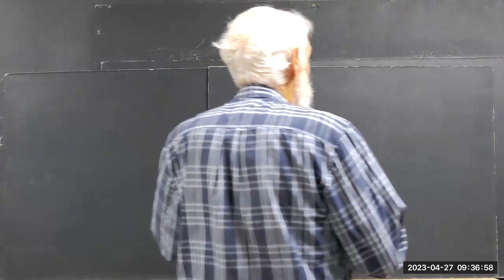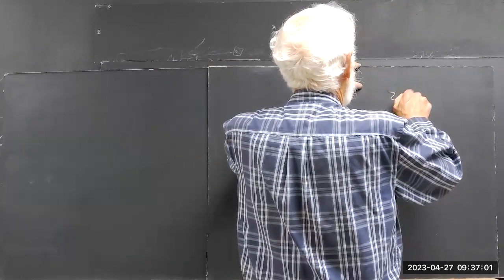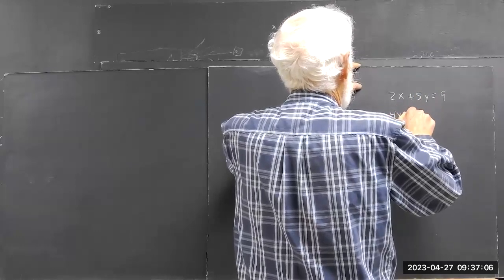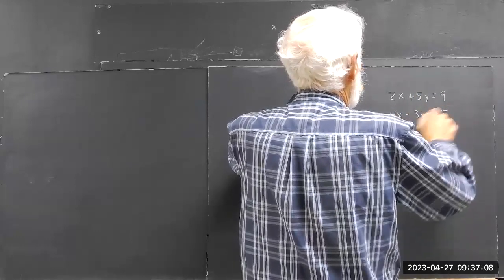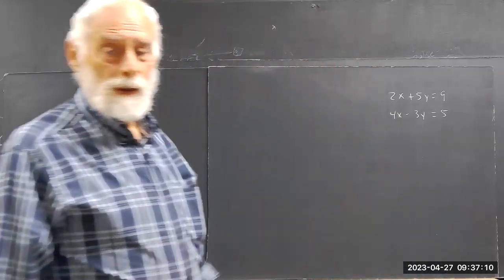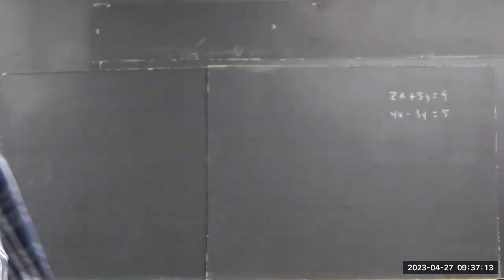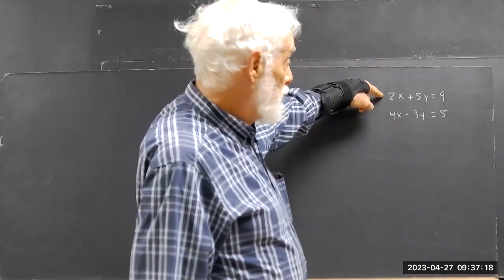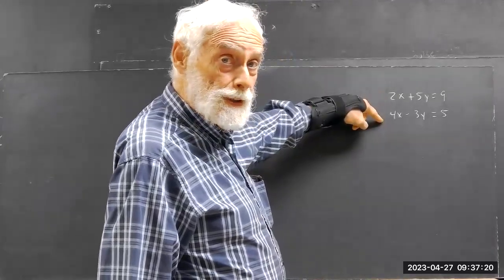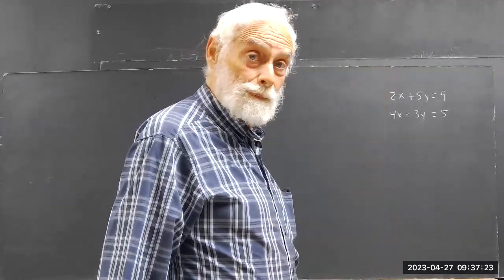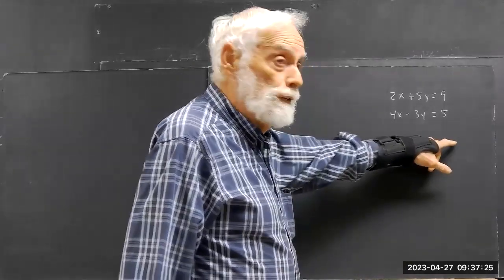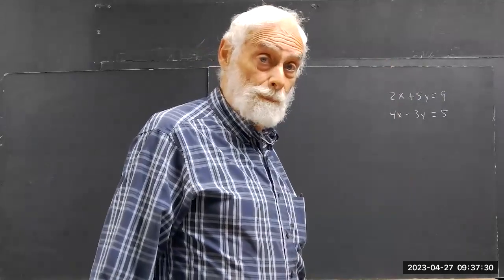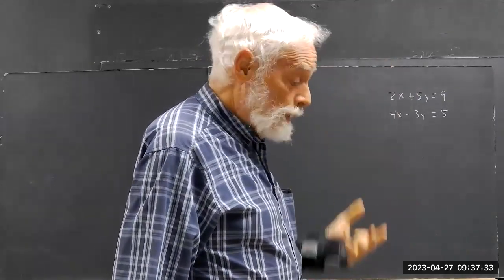Okay, let's just take a simple 2 by 2 system. 2x plus 5y equals 9 and 4x minus 3y equals 5. Now, presumably we know how to eliminate a variable. For example, we could multiply the first equation by -2 and then add the second equation. We'd eliminate x, and we just have an equation for y. We'd solve that, plug y back in and solve for x. Okay, and hopefully everybody's good with that process.